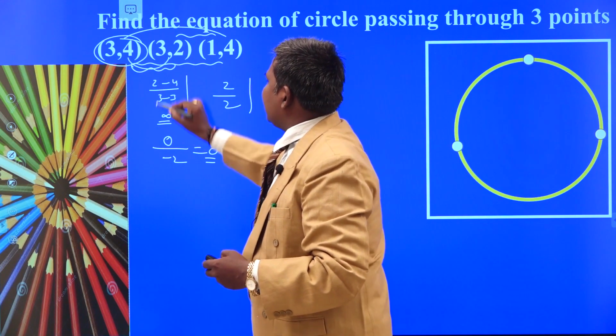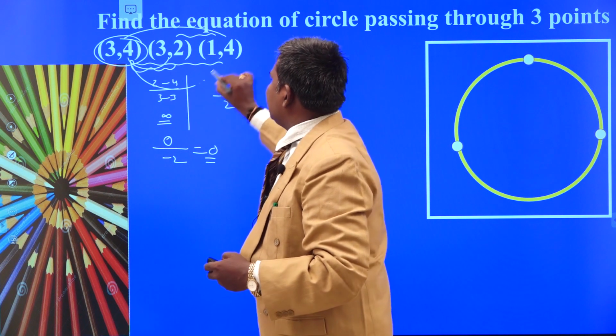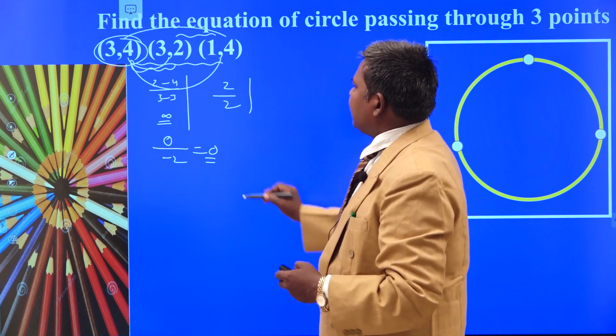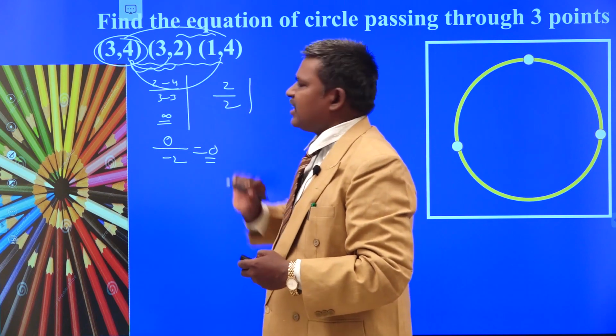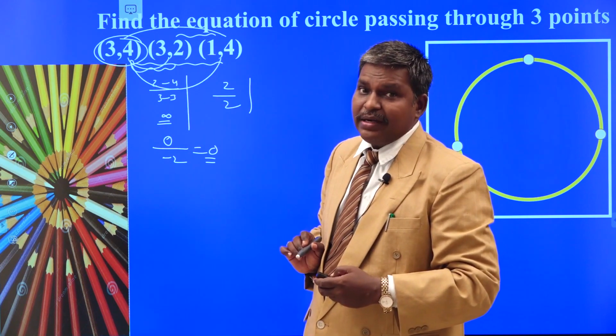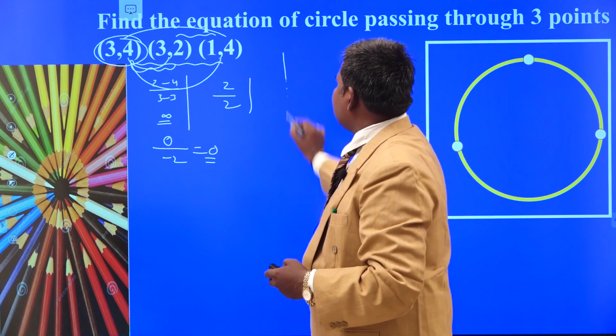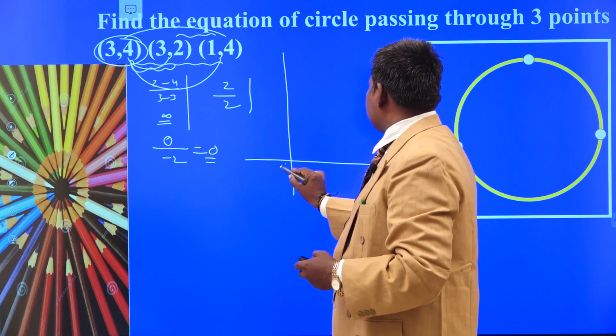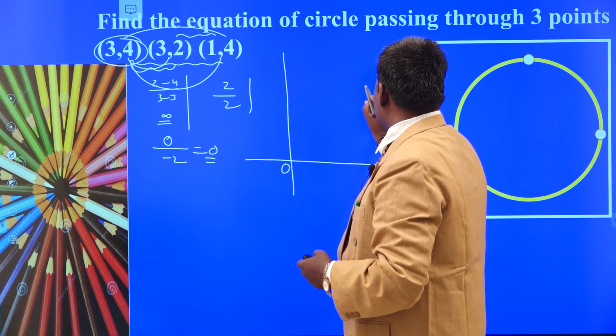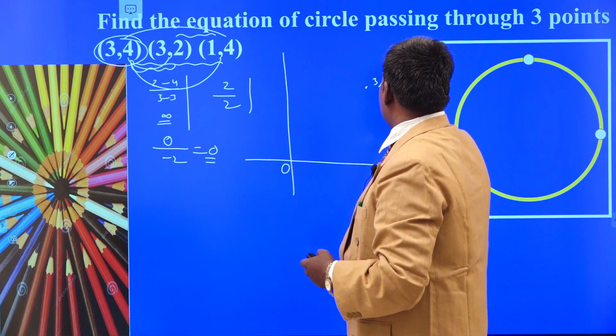The slope of the line joining these two is infinity, and the slope of the line joining these two is 0. That means we have a right angle triangle at this point (3, 4). If you draw the original diagram, you get it in this manner: this is the origin, this is 3 units, this is 4. This is (3, 4).